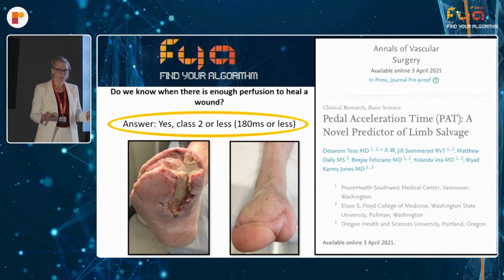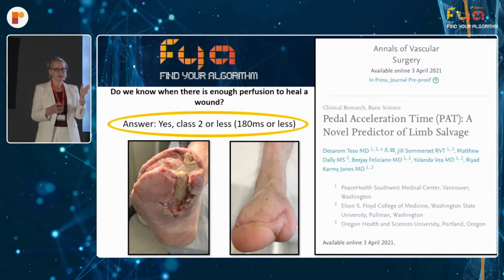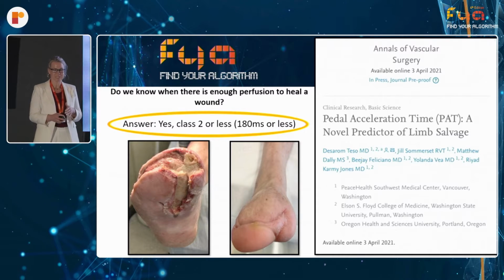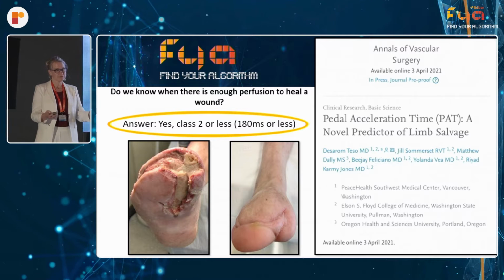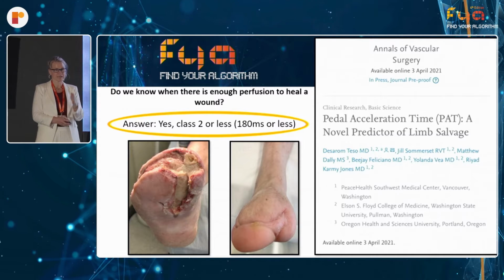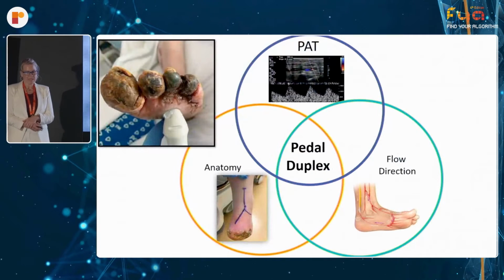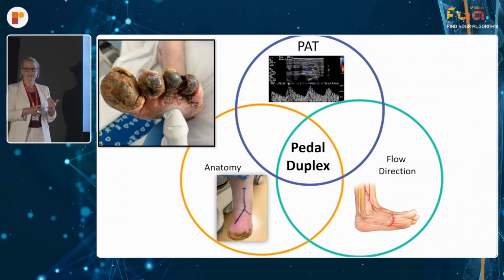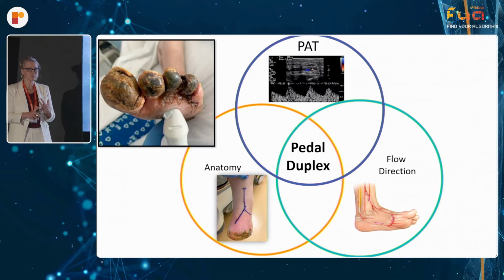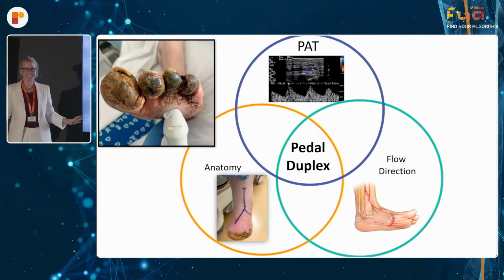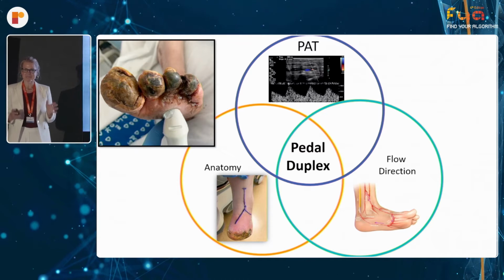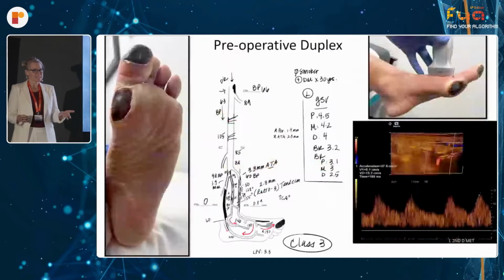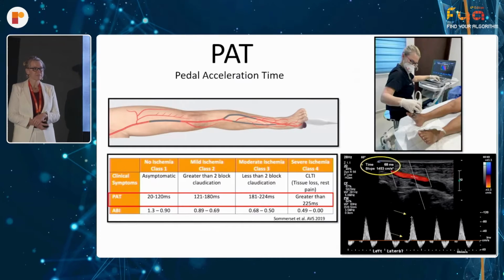And this is really important because not only do we have an objective number for wound healing, we also have an endpoint on the table during intervention to where we can say we have restored enough blood flow to that wound bed. So pedal acceleration time is far beyond just this metric. We can look at anatomy and flow hemodynamics around the pedal arch. Very important in the setting of indirect revascularization to the wound bed. And this criteria has been published in the Annals of Vascular Surgery.